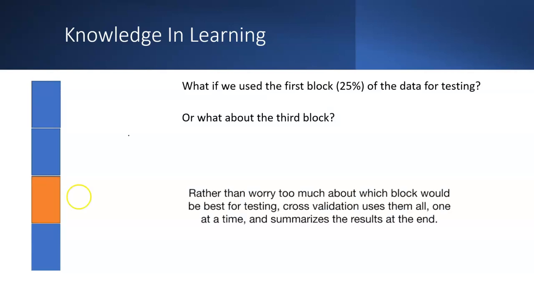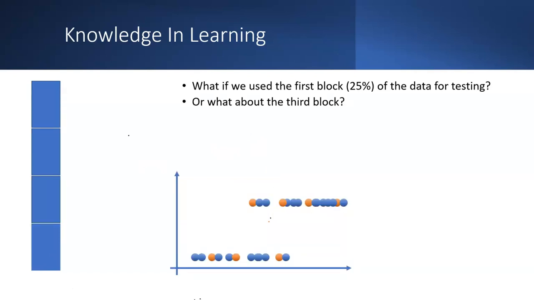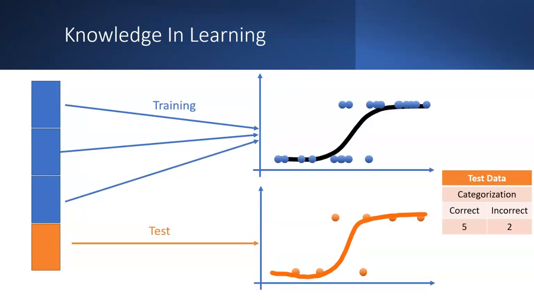Here we see that we should not worry too much about which block would be best for testing. Cross validation uses them one at a time and summarizes the results, so we can shift the block used for testing so that cross validation can be done. Here are more examples you can see. Now see here, the first three blocks, 75%, are for training and 25% is for testing. This is not a hard and fast rule. You can change it.